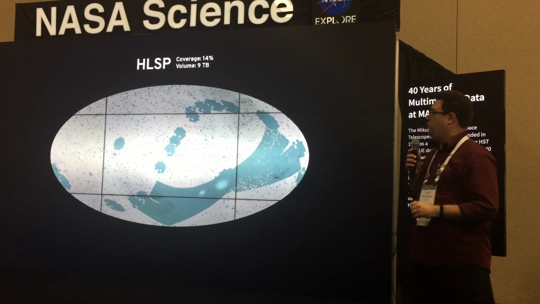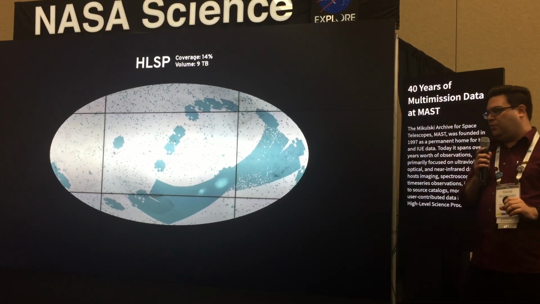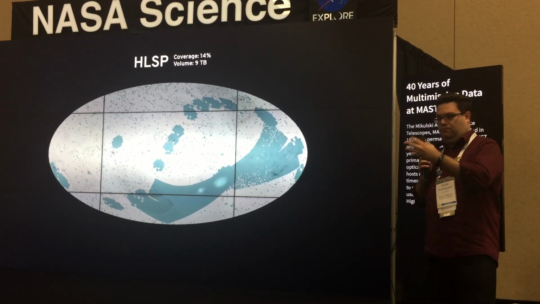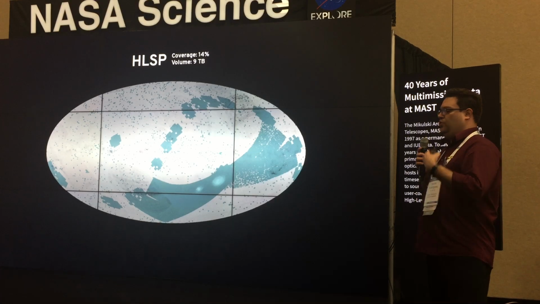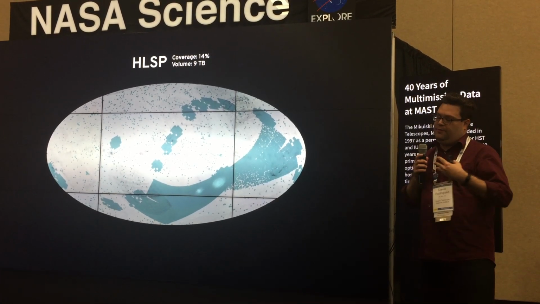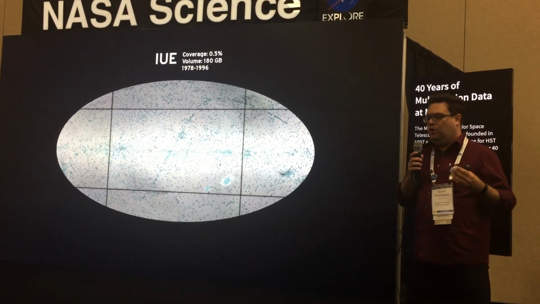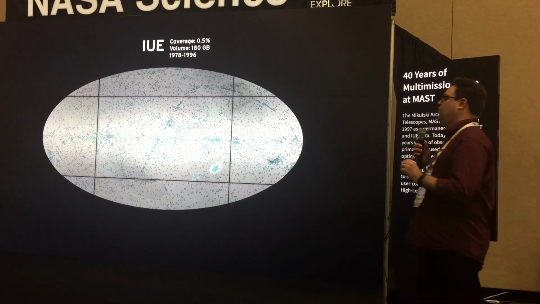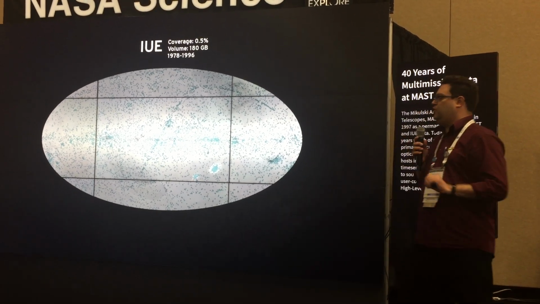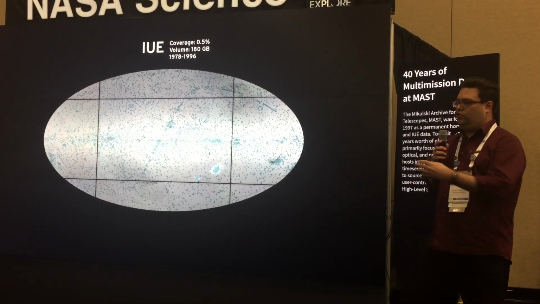The last one I want to mention for this slide are HLSPs. This stands for high-level science products. This is when you, the community, produce additional data based on existing products. Say you extract sources from some images, or you do some fancy algorithm to reduce the data in some very special way or calibrate in a special way, and you distribute it through MAST towards the community.